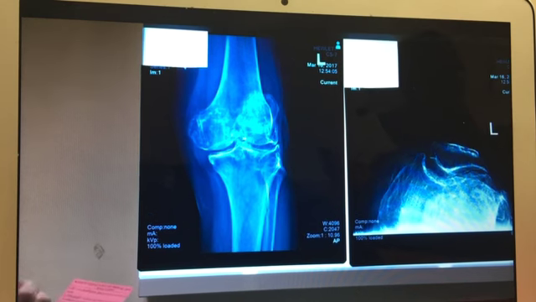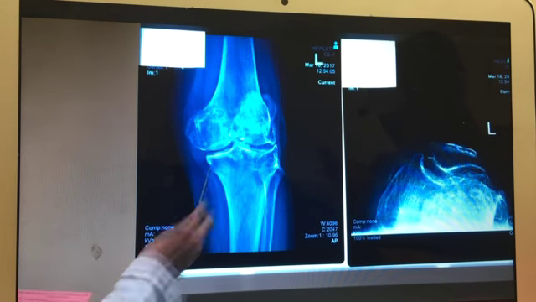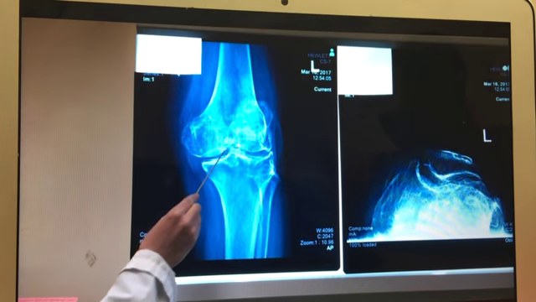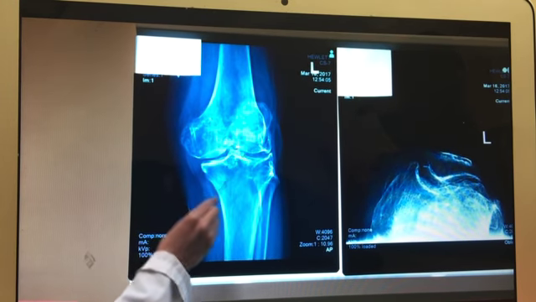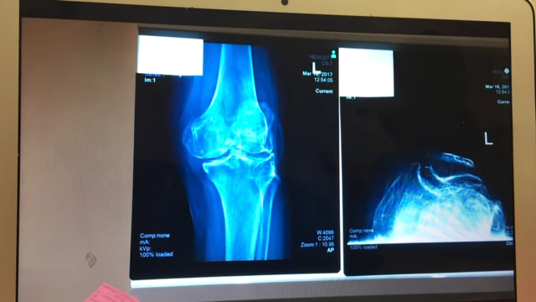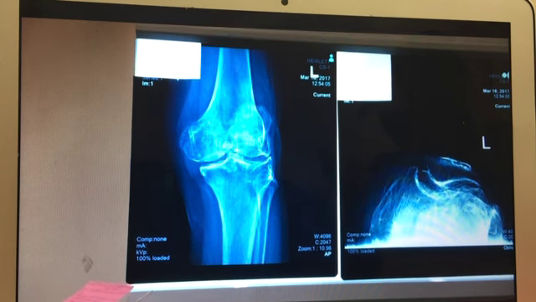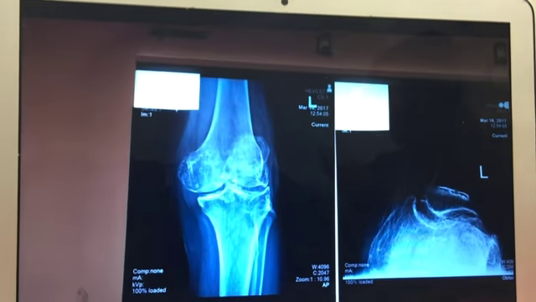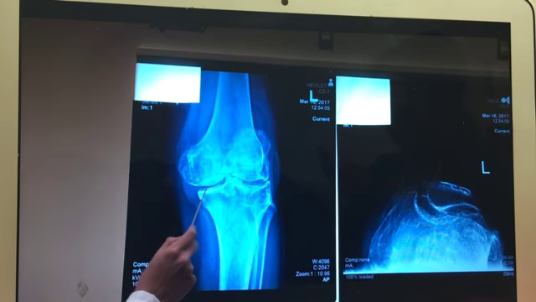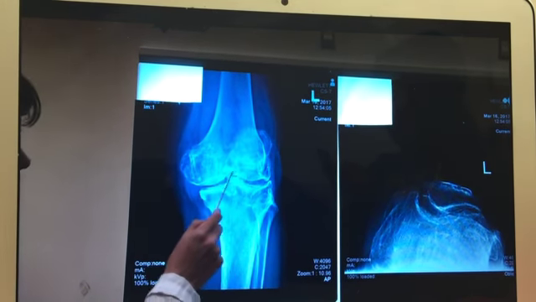Now, we do see evidence of osteoarthritis. Clearly, the joint space is narrowed a little bit more so on the medial side as well as in the center and on the lateral side. You also see osteophytes. Now, osteophytes are also known as bone spurs, which are bone growths along the joint margins. So this means along the edges of the joint.